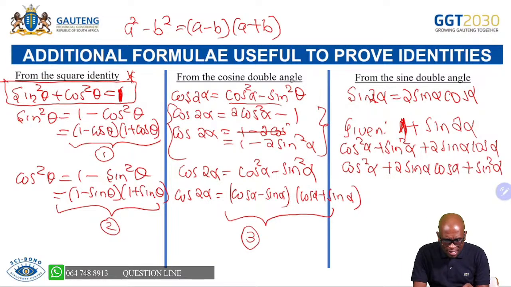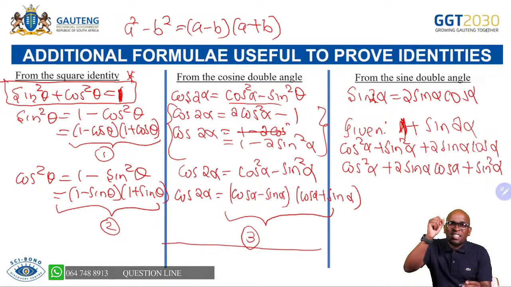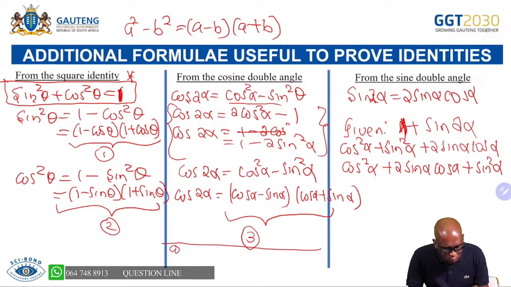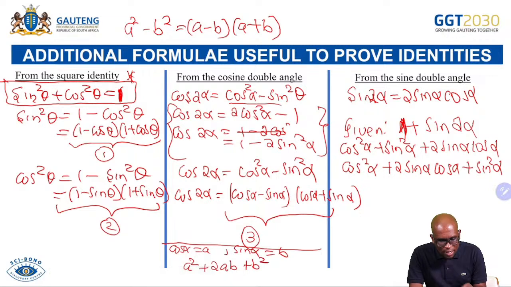If you look at this, if I can just squeeze in something here, if I let cos alpha be A and sine alpha be B, notice what will happen. I'll have A squared plus 2AB plus B squared.